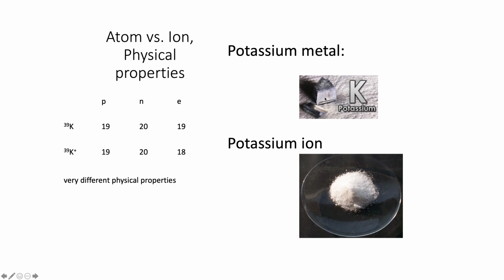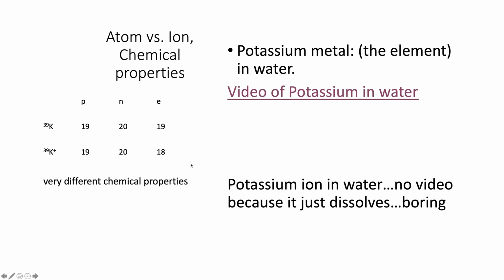This is potassium, the metal. This is the ion. You can see their physical properties are very different, right? Changing only the number of electrons. And I showed you this video just to demonstrate the chemical properties are also very different. So the bottom line is, if you change the number of electrons, the properties change significantly.